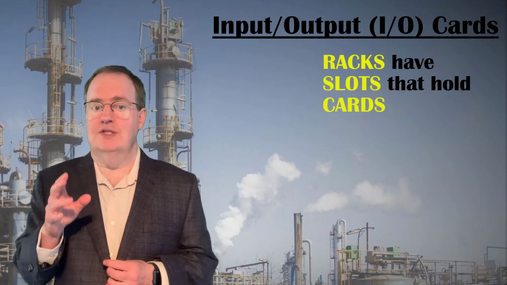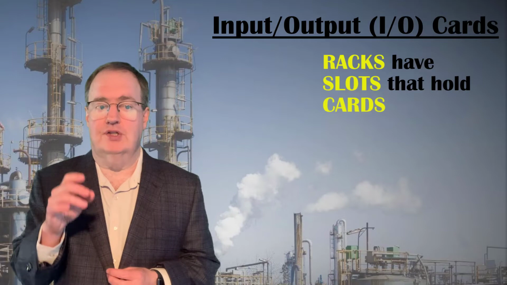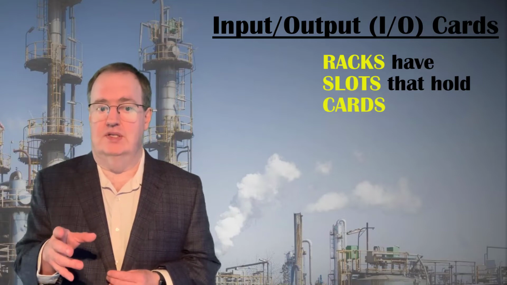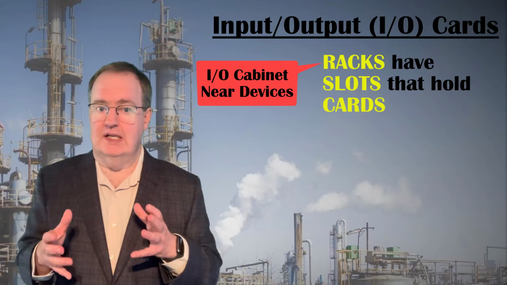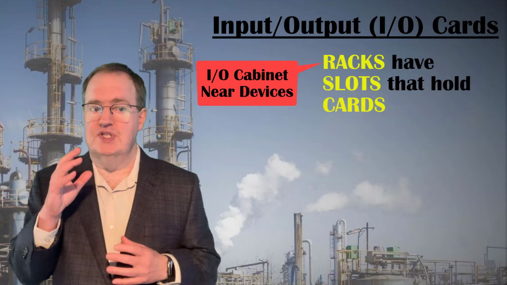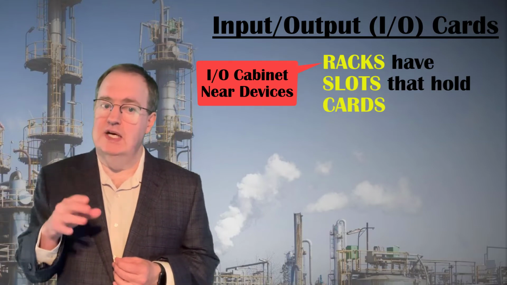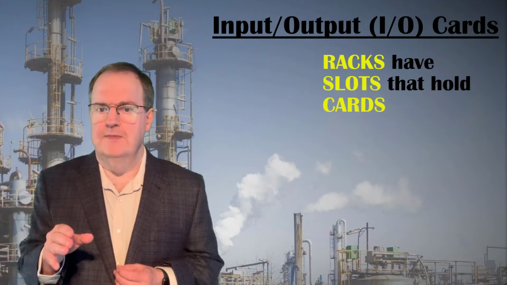The rest of the slots will have a variety of I/O cards which will enable one rack to talk to several hundred devices. A rack sits in an I/O cabinet to protect it. A rack is placed as close as possible to its devices in the field, as either 2 or 4 wires has to go to each device from the rack.